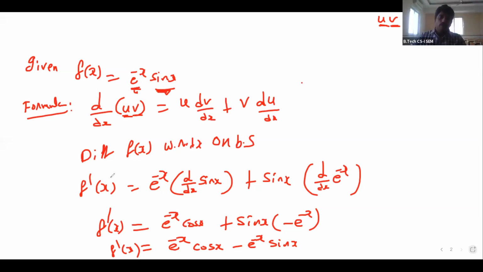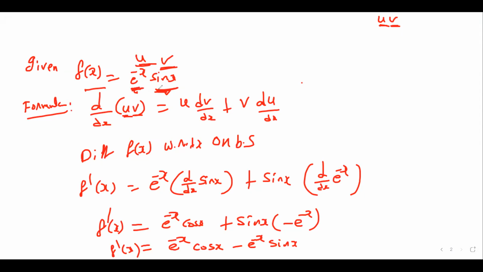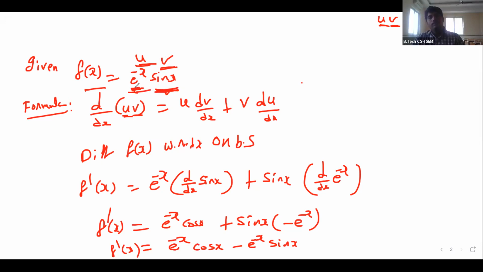I will just explain it at a glance. This is f of x, e power minus x into sin x. This is u, this is v. u into v's derivative plus v into u's derivative. That is, e power minus x into sin x derivative plus sin x into e power minus x derivative.